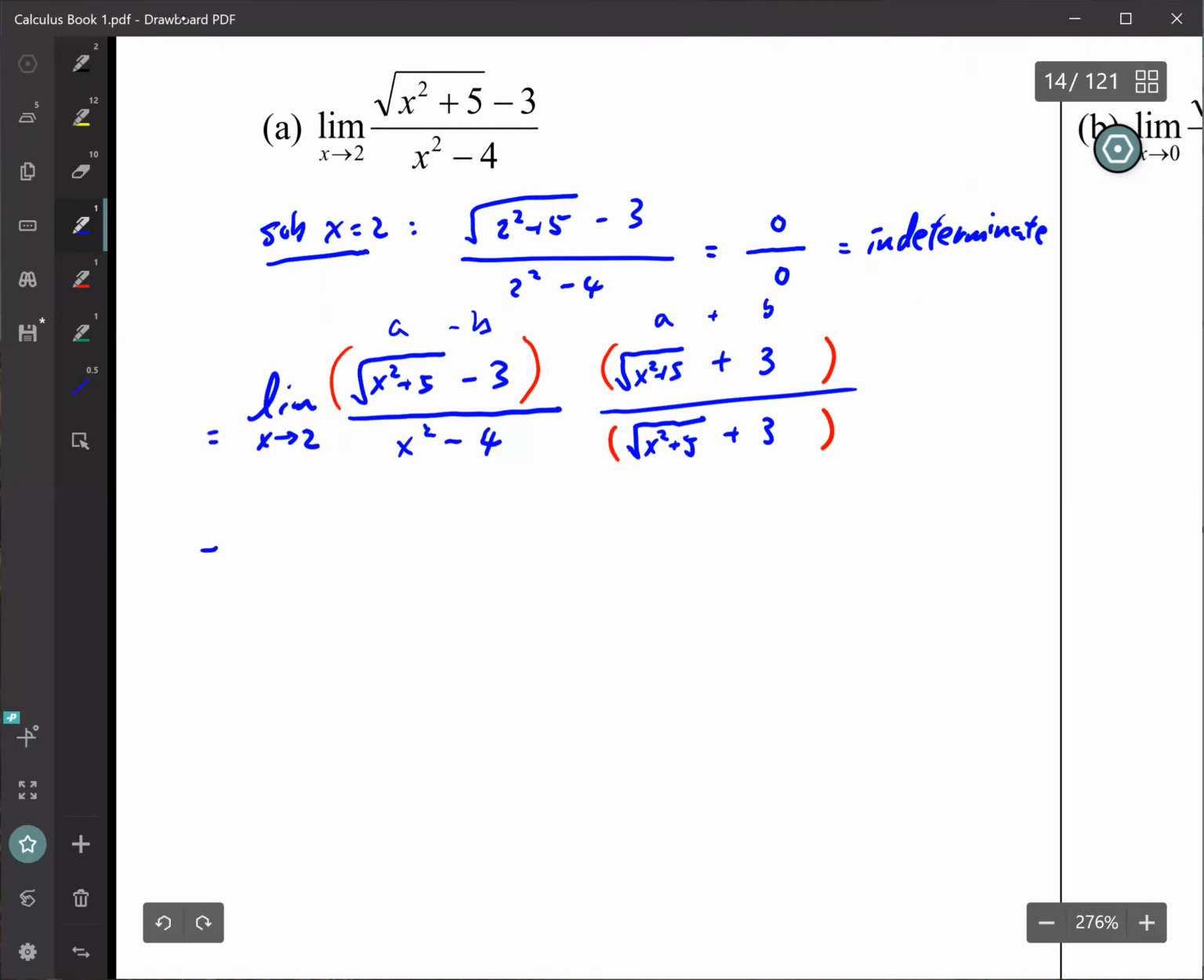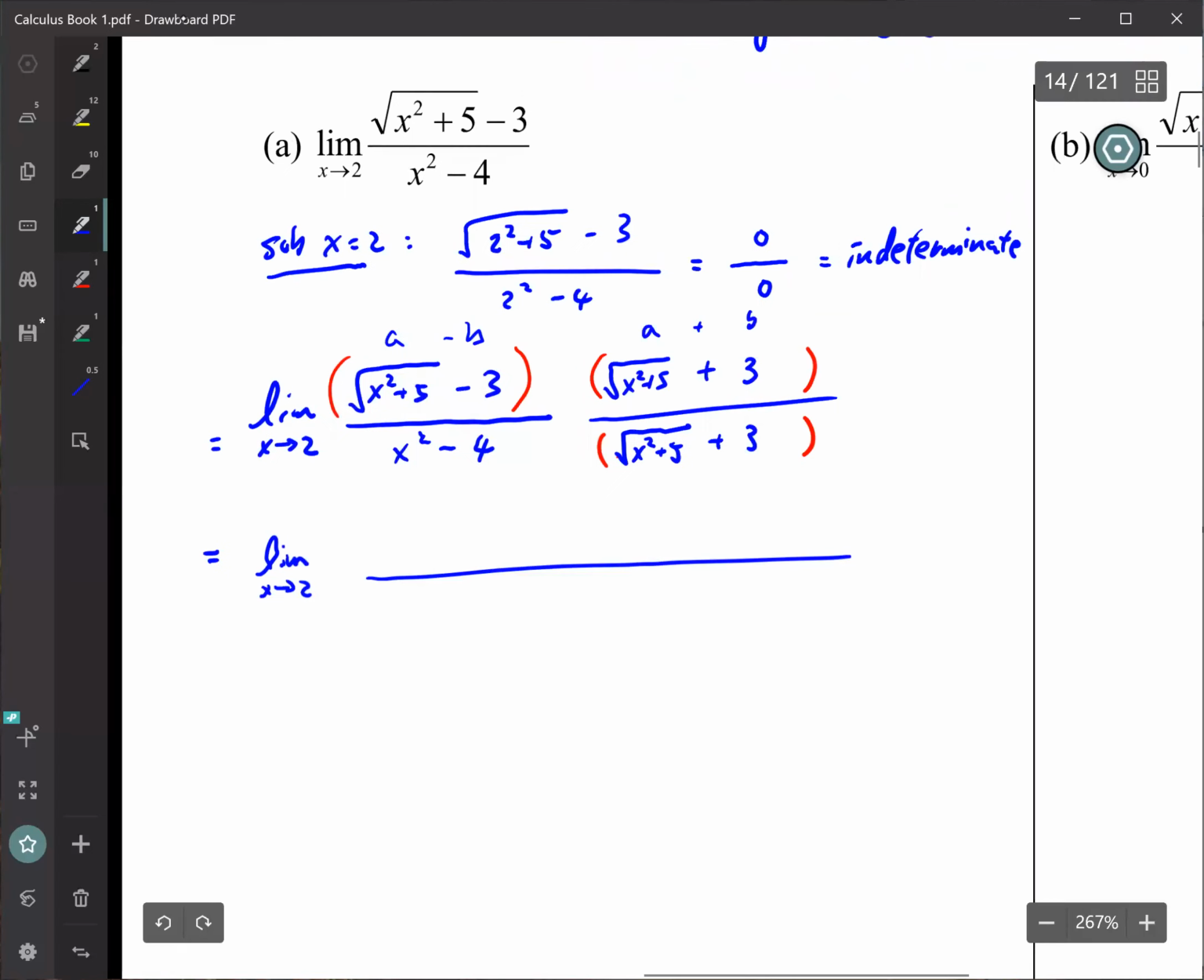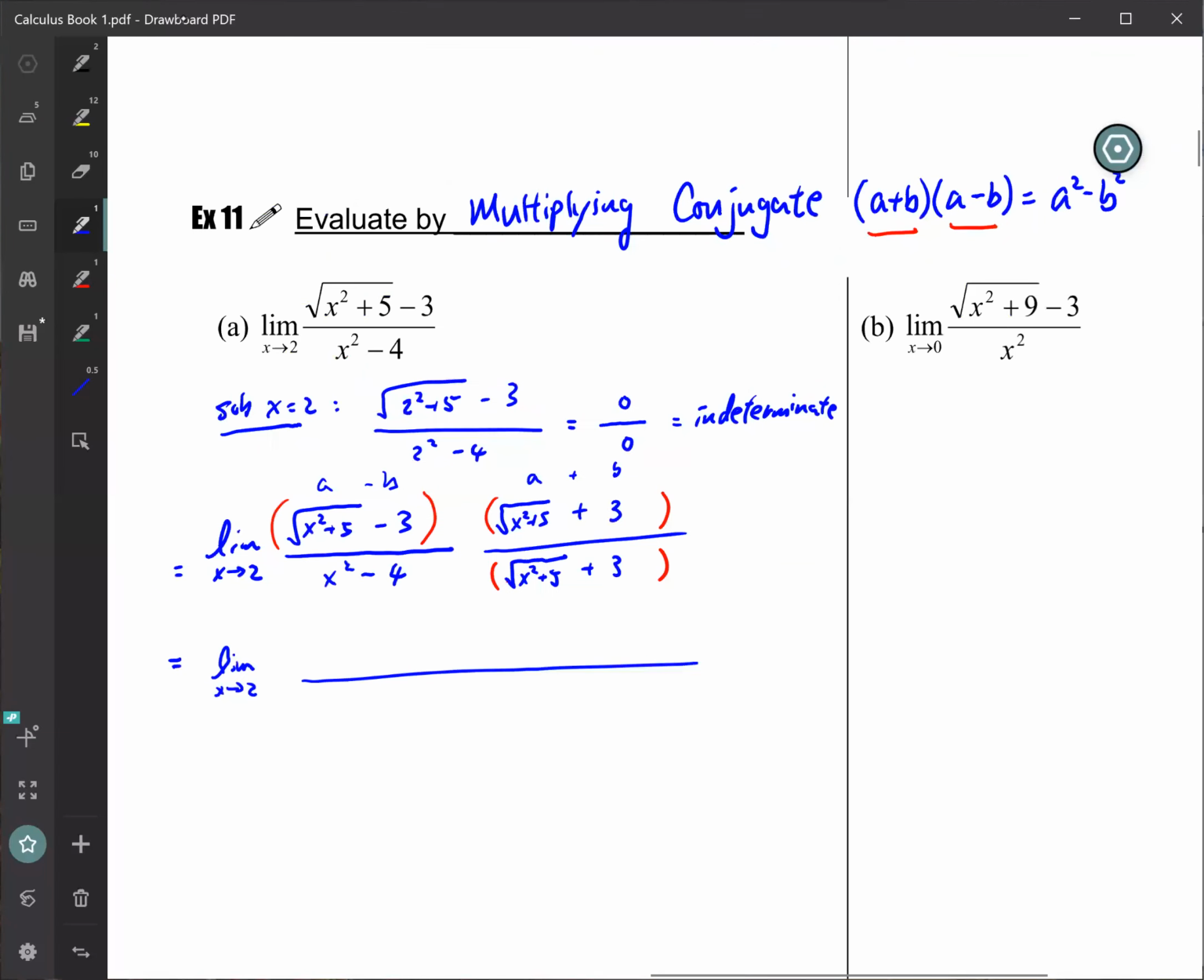Okay, so we move on to the next line. Don't forget, you still need to write the limit. Now for the top, because we have conjugate, we can use the difference of squares. So a minus b times a plus b gives you a squared minus b squared.